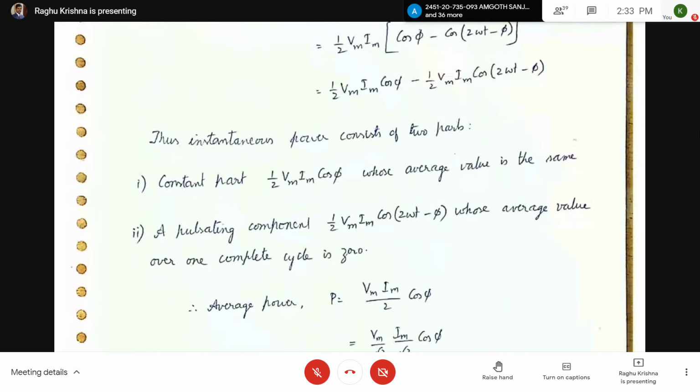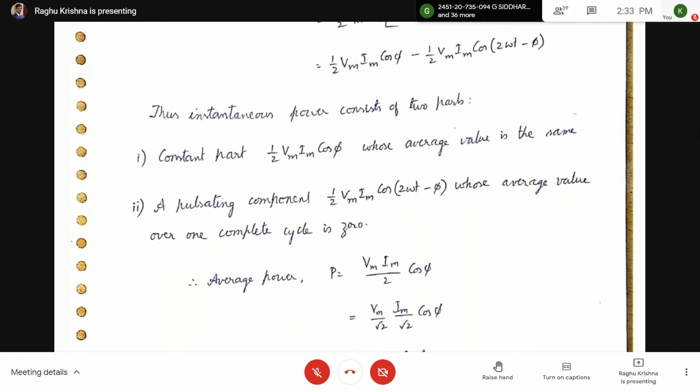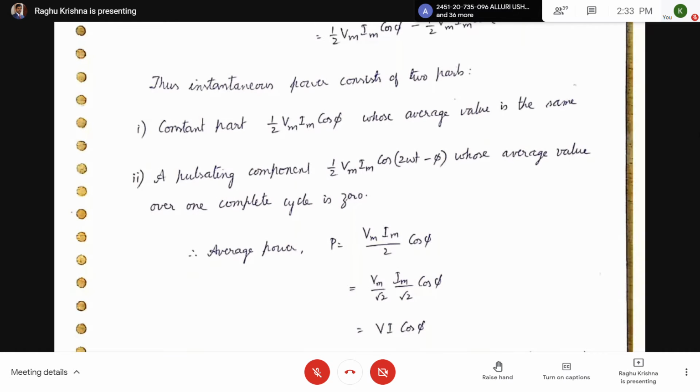As it is a constant, average power is taken as Vm Im cos phi by 2. This can be written as Vm by root 2 times Im by root 2 times cos phi. Vm by root 2 is the RMS value, represented with capital V. Im by root 2 is capital I, the RMS value of current. So the average power is given by VI cos phi, where phi is the angle between the voltage phasor and current phasor.